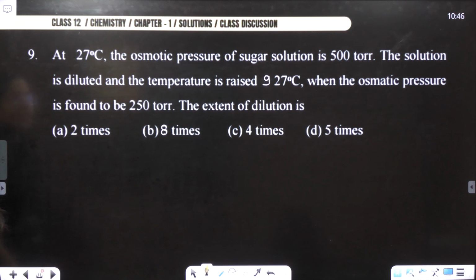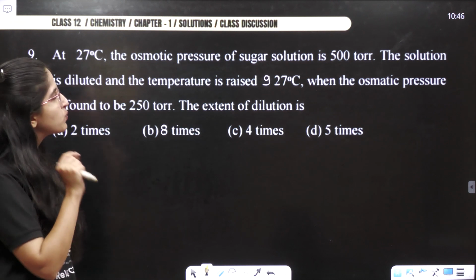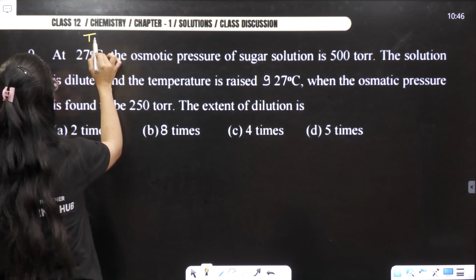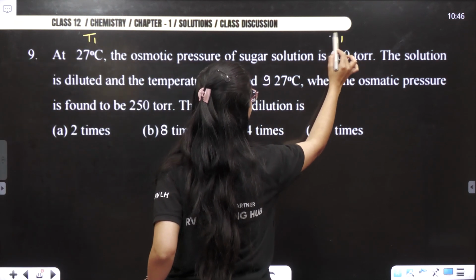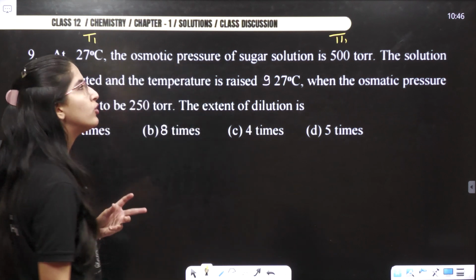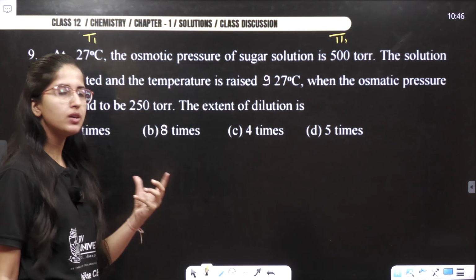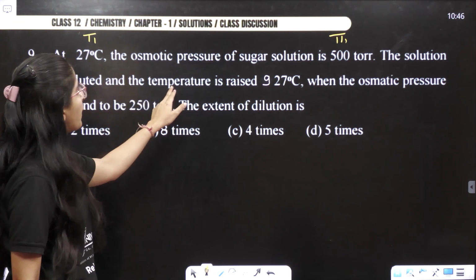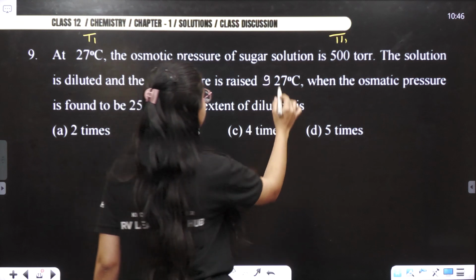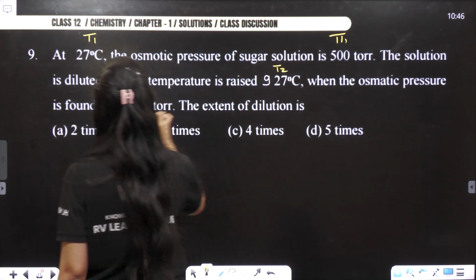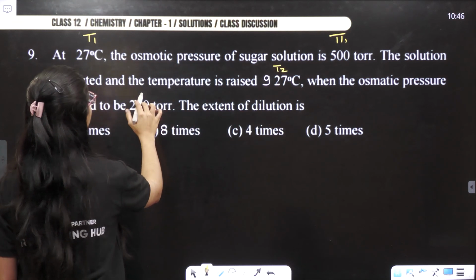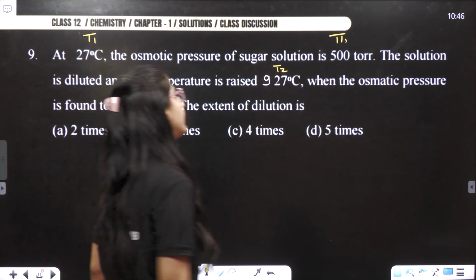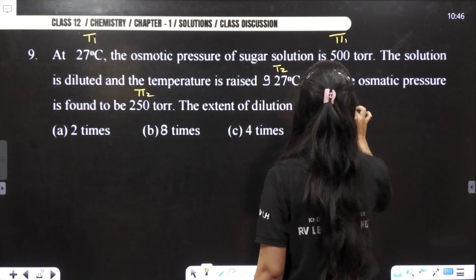Next question. At 27 degrees Celsius, the osmotic pressure of a sugar solution is 500 Torr. So at temperature T1, the osmotic pressure is pi 1, 500 Torr. The solution is diluted. You are adding water, that means you are increasing the volume with the same number of moles of sugar. Here, the temperature is raised to 927 degrees Celsius, that is your T2. The osmotic pressure is found to be 250 Torr. So it is your pi 2. The extent of dilution they are asking, that is V2 divided by V1.